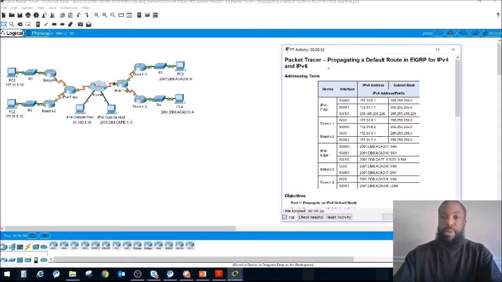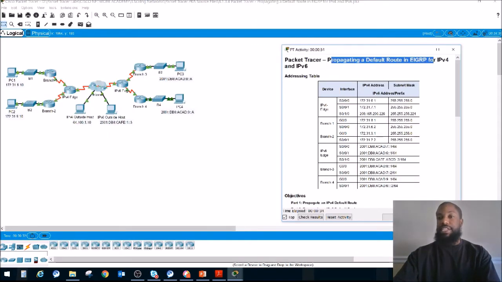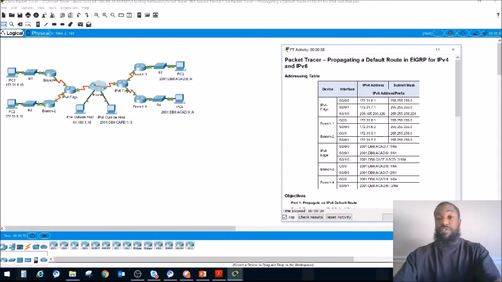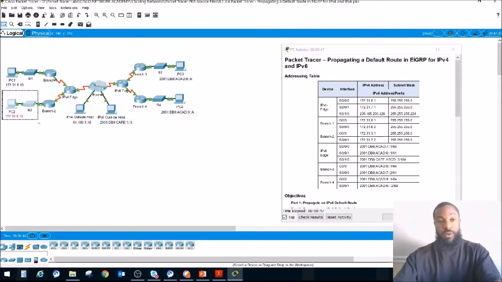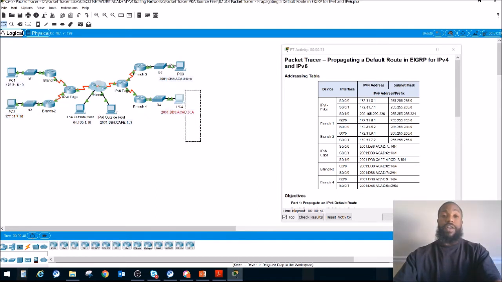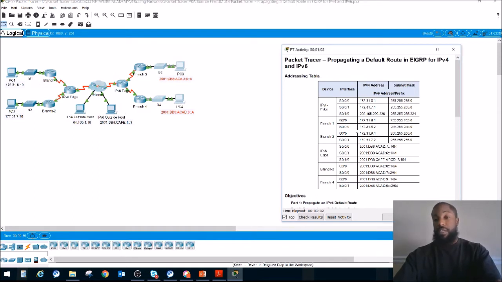Okay, so we've got Packet Tracer propagating a default route in EIGRP for IPv4 and IPv6. So we're going to do this using both types of addressing. Let's go ahead and review this topology here. We have a local area network behind branch 1, also behind branch 2. We also have these two in IPv6, branch 3 and branch 4. And we have the internet here in the middle, and some outside hosts that we can use to test our configurations.